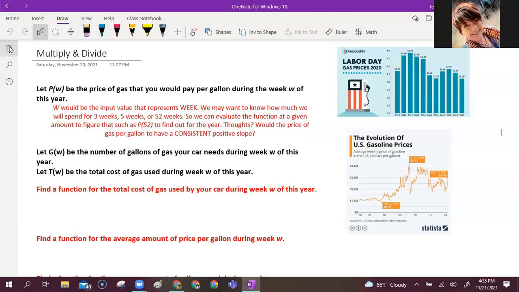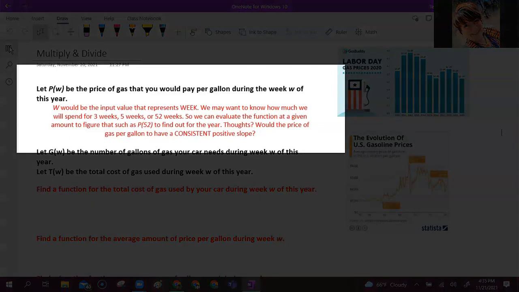That's P of W. Now remember back to the beginning when we talked about what functions are. Okay, let's take that P of W and go backwards. Let's go backwards and see how this could relate to evaluating a function.